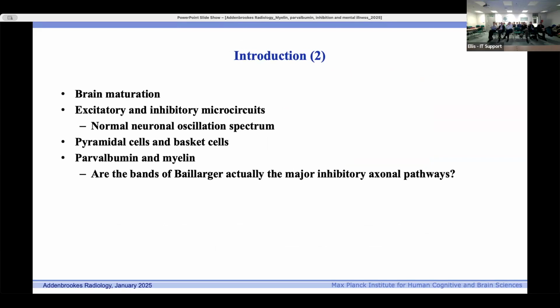How many people in this room know about parvalbumin? All right. And keep this question in your heads. Are the bands of Baillarger actually the major inhibitory axonal pathways?